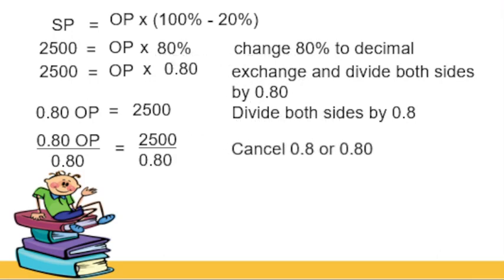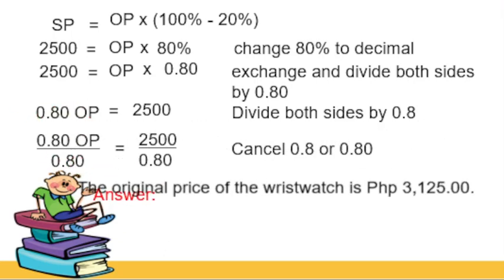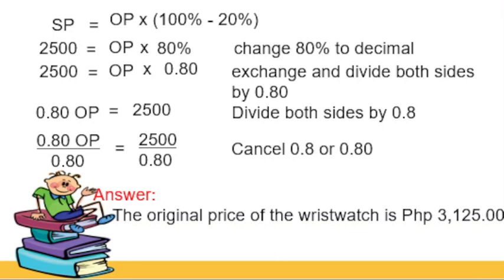after dividing, so the result is equals to 3,125 pesos. Again, the 3,125, that is the original price of the wristwatch.